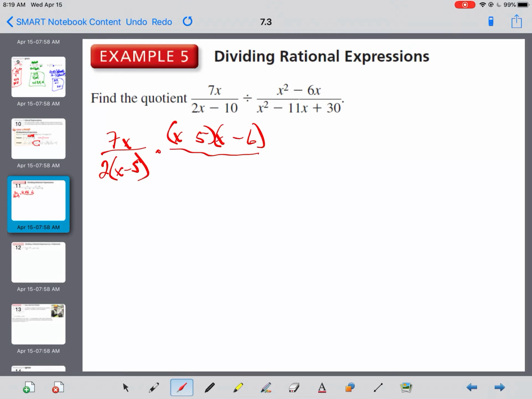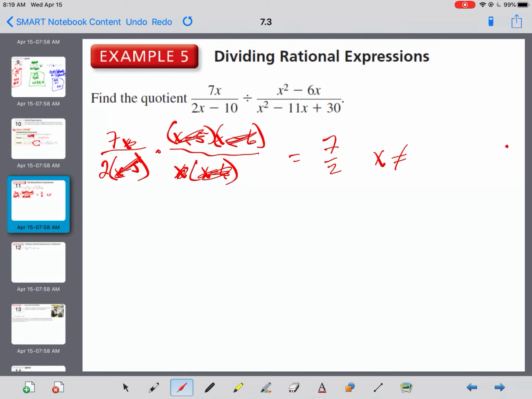We're going to go quadratic, break it apart. Each one gets an x. Factors of 30 that add to 11, 5 and 6, and they're both negative. And then in the top, we can pull out an x, leaves us x minus 6. Scratch, scratch, scratch, scratch, scratch, scratch. 7 over 2. X cannot be.